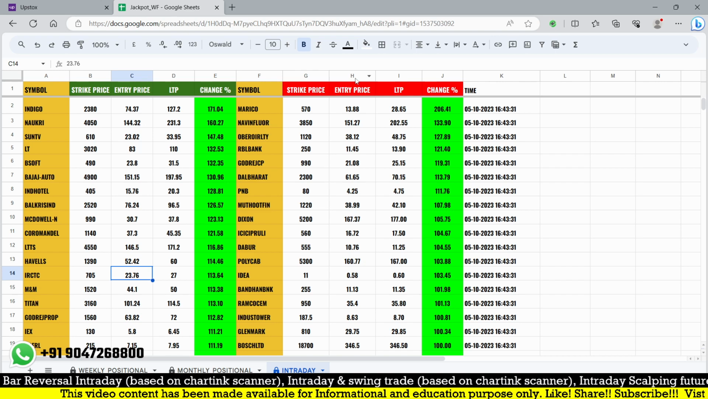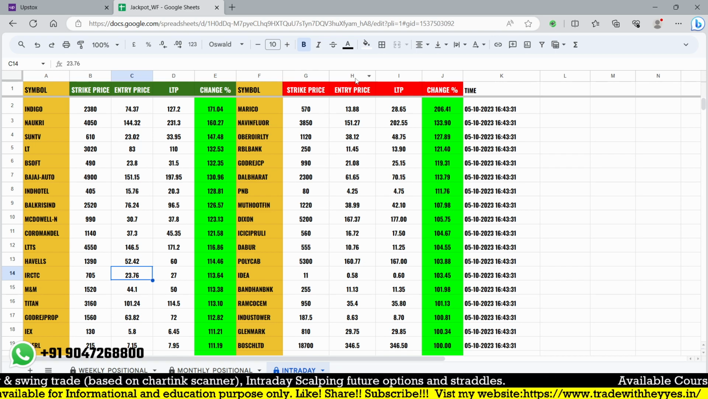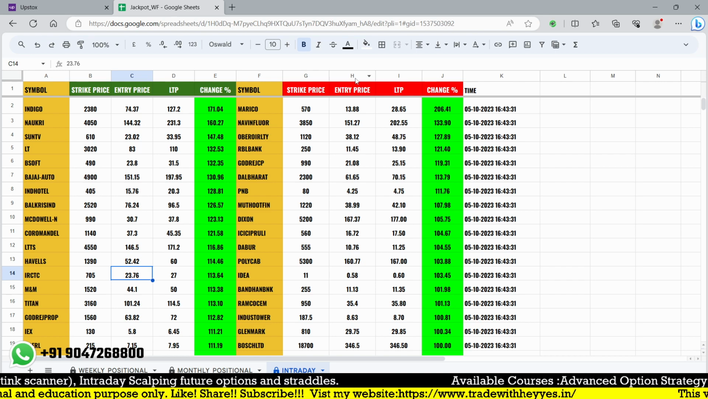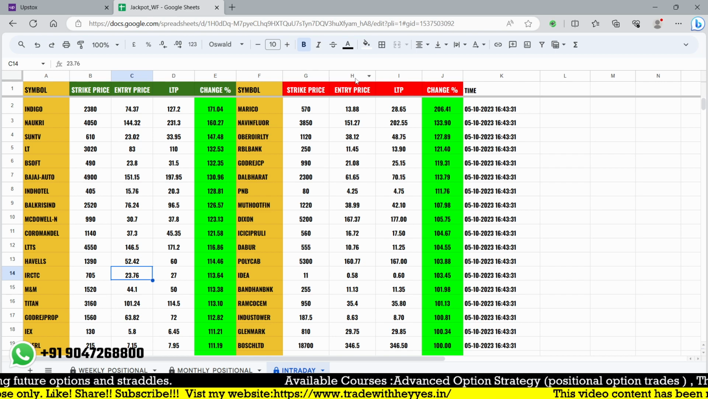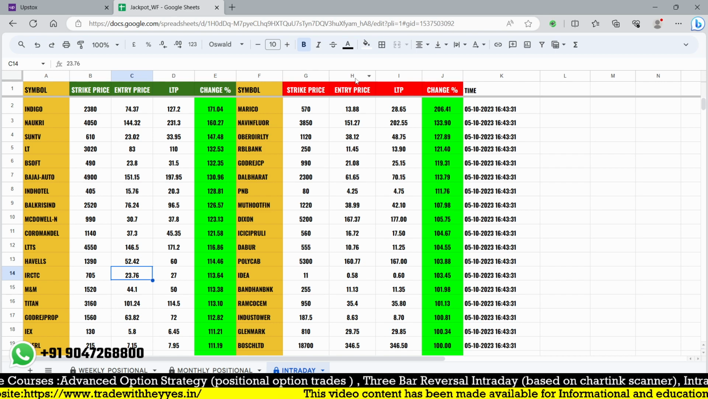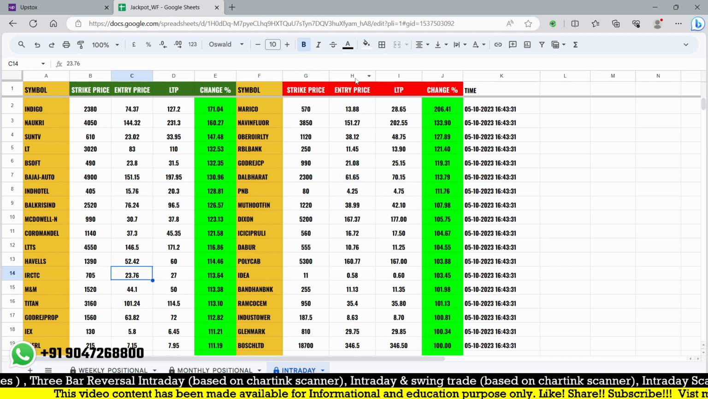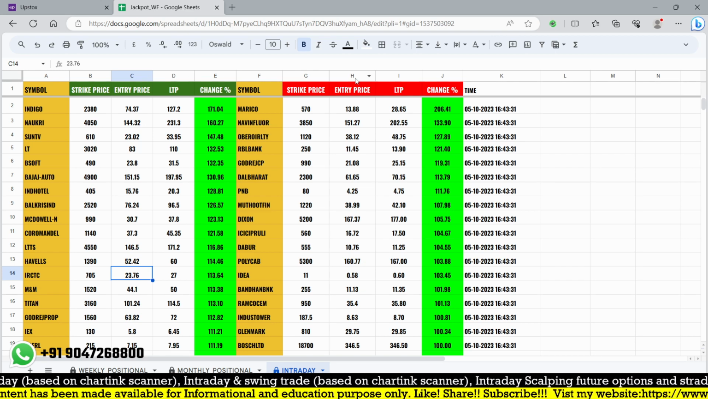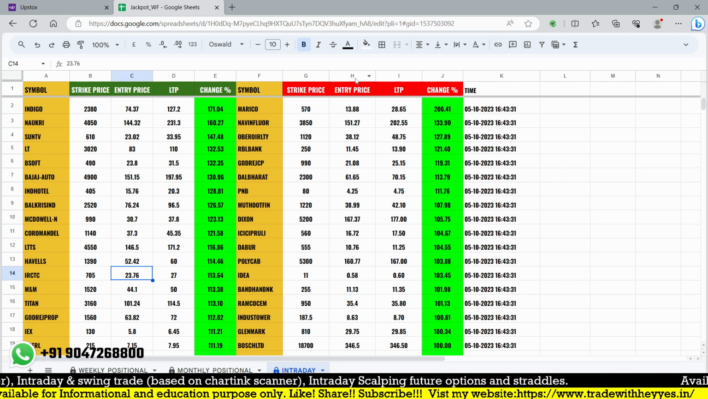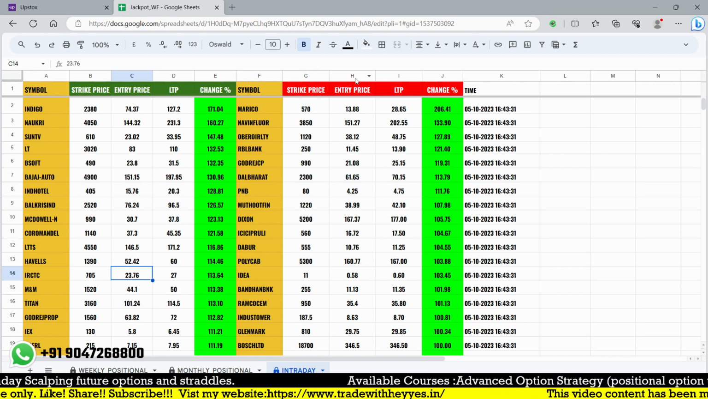So don't try for all the days the same side, because it depends on the market condition. Positional stock trades are entirely different, and intraday trades are entirely different. For positional trades, we are following our advanced option strategy by using our Google Sheet. And intraday is entirely based on the breakout indicator which you used for this particular scanner.